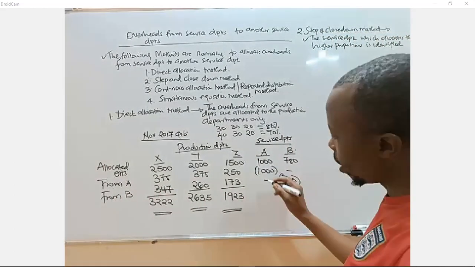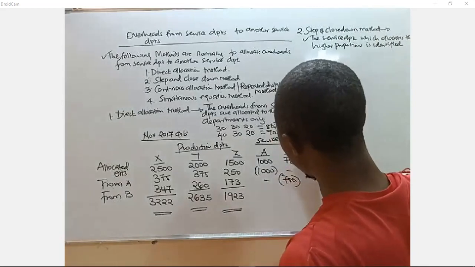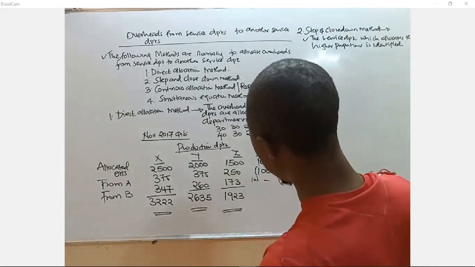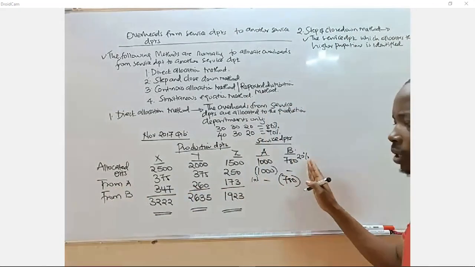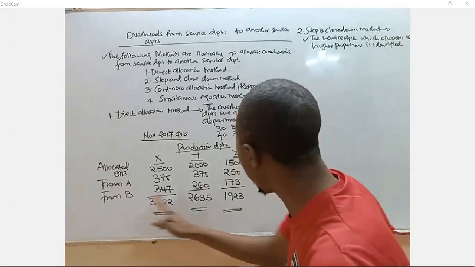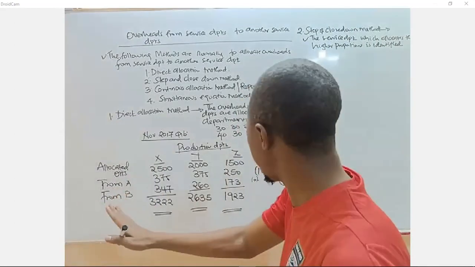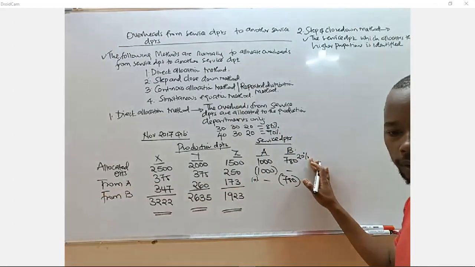Ukiangalia hapa already examiner amekuandikia hapa kwa allocation 20% na hapa akakuandikia 10%. Hiyo ndio tunaongelea. Ukiangalia from A imepea B 20%. B imepea A services 10%. Ni gani inapeana the highest proportion? Ni from A ndio inapeana the highest proportion, right?